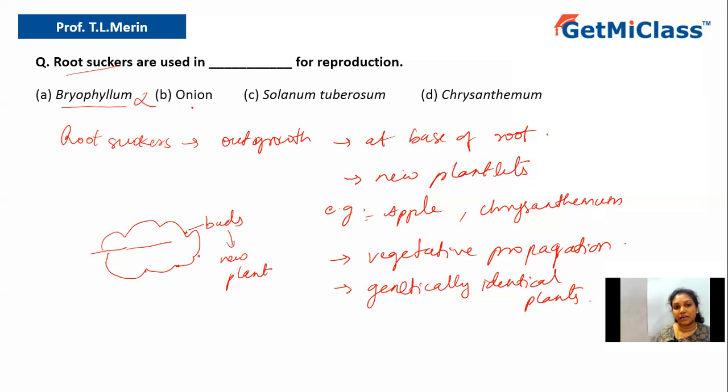Option B is onion. Onion itself is nothing but the bulb, right? So it reproduces by the formation of bulb and not the root sucker. Hence option B is ruled out.